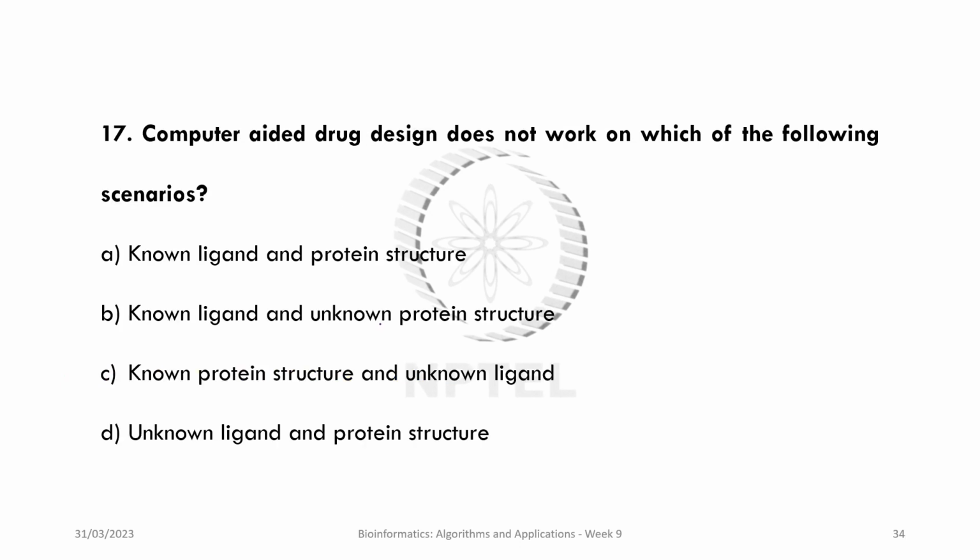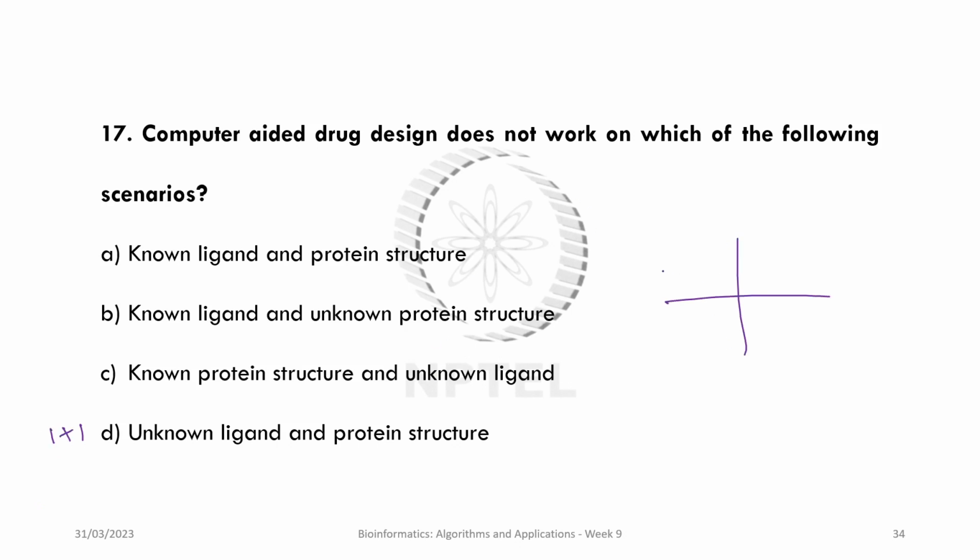Question 17. Computer aided drug design does not work on which of the following scenarios? When the ligand is known and the protein structure is known, known ligand and unknown protein structure, known protein and unknown ligand, and unknown protein and unknown ligand. Nagamani says D. Thank you, Devangana.